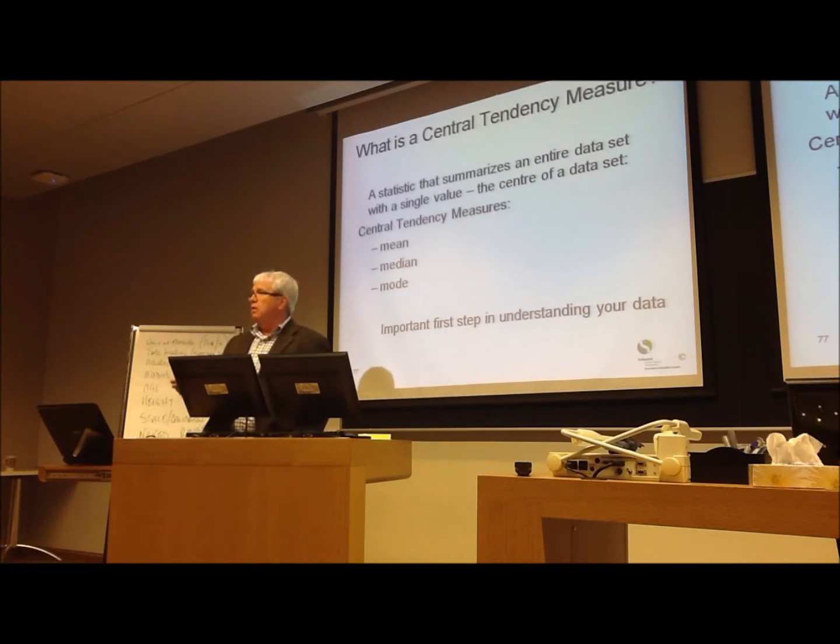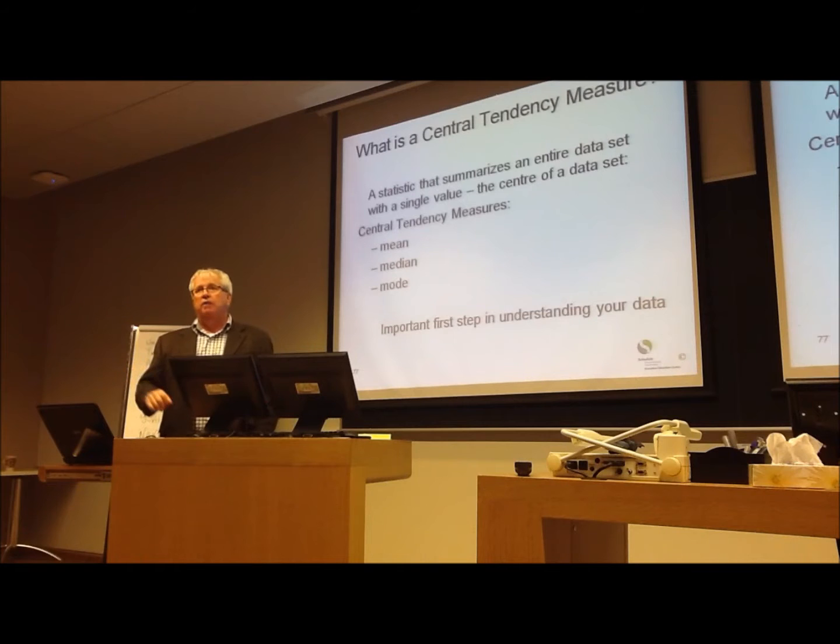We have the mean, which is the average of the population. We have the median, which is the midpoint of the population. And then we have the mode, which is the most frequently occurring value. Each one of those is considered a measure of central tendency, but only applies in certain circumstances. And we've already seen that.